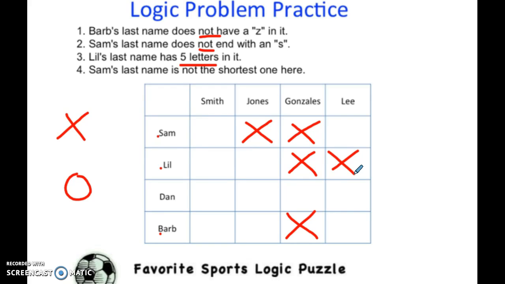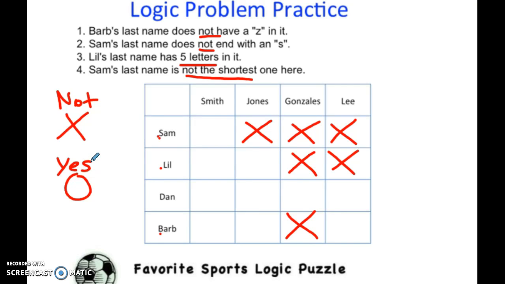We don't know. And then number 4, Sam's last name is not the shortest one. Okay? So Sam, on the Sam line, I'm looking for not the shortest one. Well, the shortest one is Lee. So if it's not Lee, put an X there. And now you might be wondering, well, what the heck? We don't have any circles. Like we said, not is X, and then yes is O's, right?